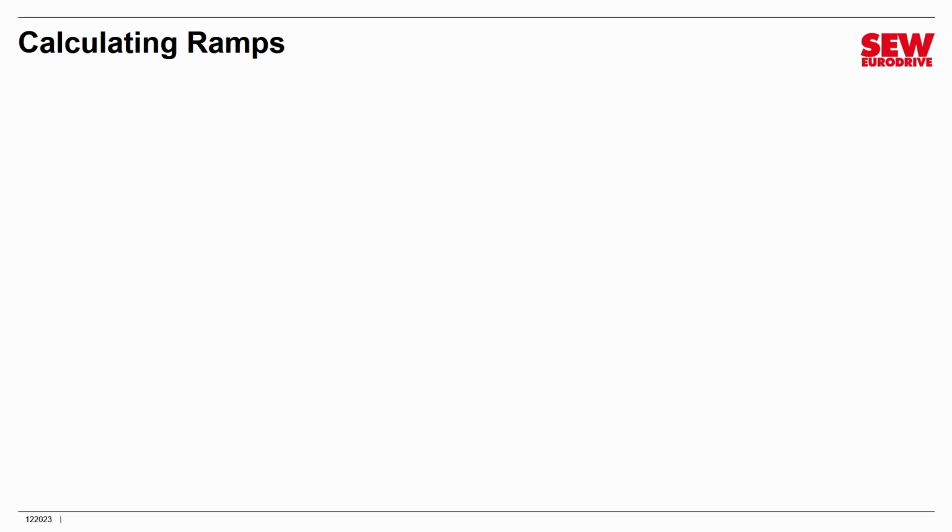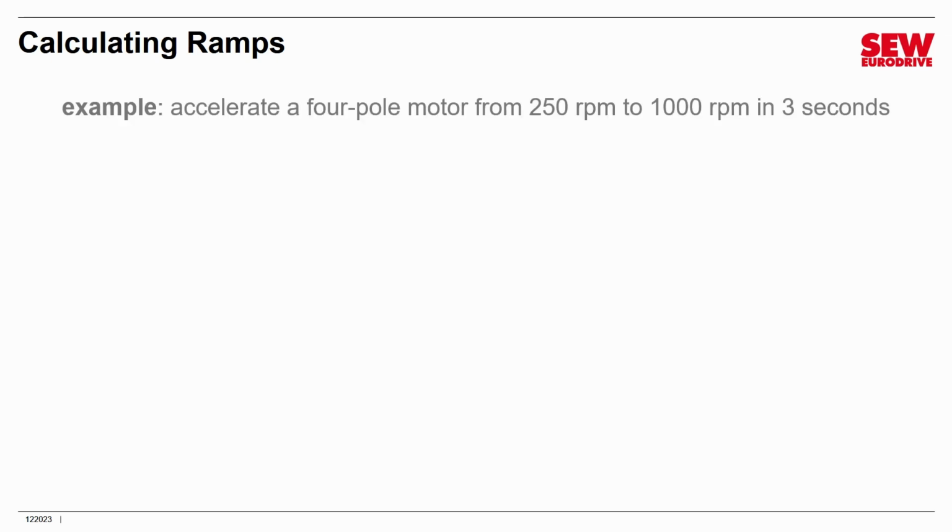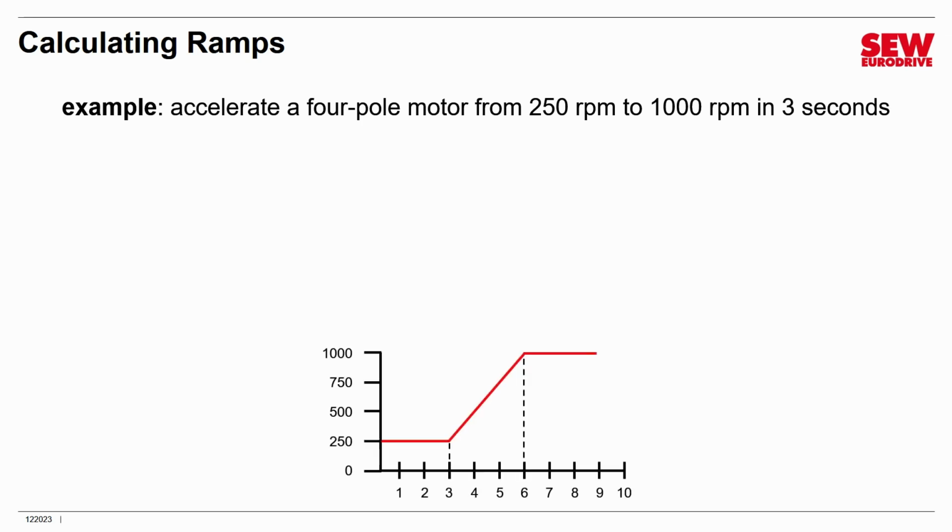Okay, I think we need to do an example problem to sort of cement that in place. Let's take an example where we accelerate a 4-pole motor from 250 RPM, so it's already turning actually, to a higher speed, 1000 RPM, and we want this to take 3 seconds. So this is sort of a graph of what's going on. We're operating at 250 RPM, then we begin a speed change. We have an up ramp. We go up to 1000 RPM over a period of 3 seconds, so between 3 and 6 seconds this takes place. Then we steady out at 1000 RPM and continue to operate at that speed. Okay, that's what we're doing.